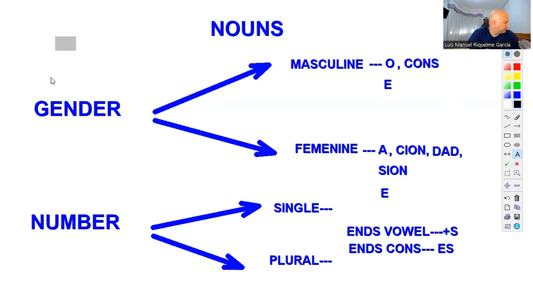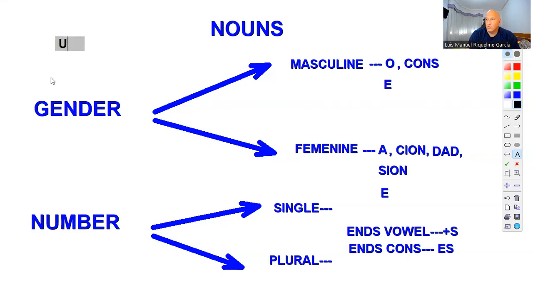Let me give you another one. Camisa. That's a shirt. Masculine or feminine? Feminine for sure. It ends with an A. It's the typical feminine word. Single or plural? Single, just one shirt. How do I turn that single word into a plural? S or ES? Well, it ends with an A, which is a vowel, so I only need to add an S. Camisas.